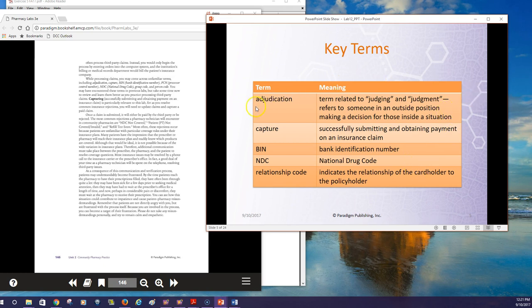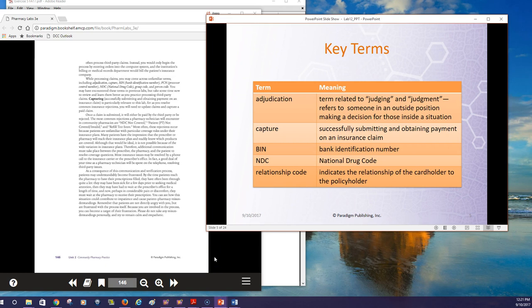When we're processing, we have to have certain information like a BIN, and BIN is a bank identification number, and that has to do with the processing component. And the NDC, you already are aware of NDC numbers. And that's important because some insurance companies have agreements with different manufacturers, so they'll cover one product but not another. So it's important to know when it says that the NDC is not covered.